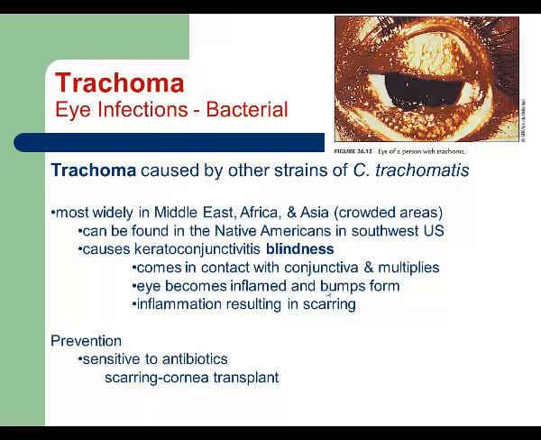The next bacterial eye infection is trachoma. Trachoma from Latin means rough eye. Trachoma is a very common infection in the Middle East, Africa, Asia, caused by other strains of Chlamydia trachomatis. The source of infection will be an infected individual, transmitted by respiratory droplets, direct contact, or fomites.